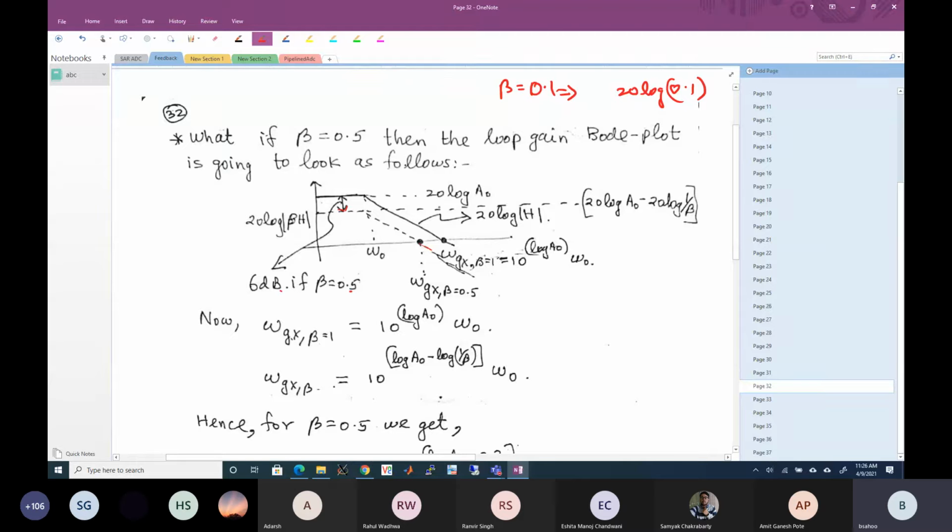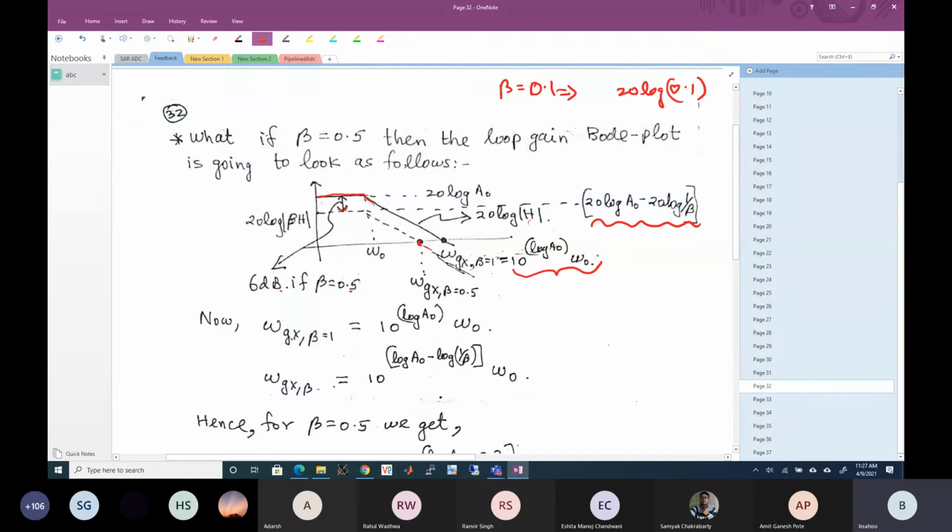Okay, so this plot is with beta equal to 1, therefore 20 log of the loop gain is 20 log of beta h, with beta equal to 1. Where 20 log of beta h equals exactly 6 dB down, it is down by 20 log of a naught minus 20 log of 1 by beta. Okay, therefore omega gx for beta equal to 0.5 is somewhere here. We call it omega gx beta equal to 0.5, and the omega gx for beta equal to 1 is given by this. We have already seen this.